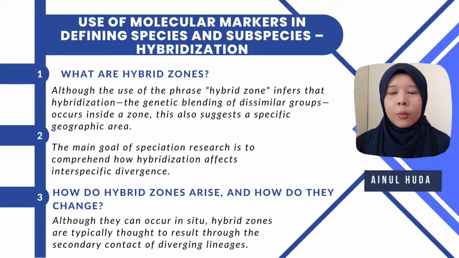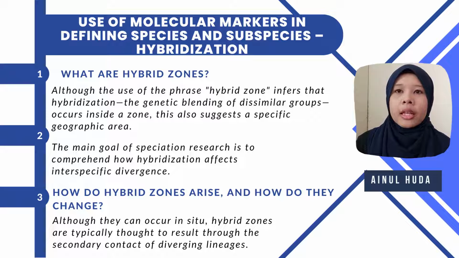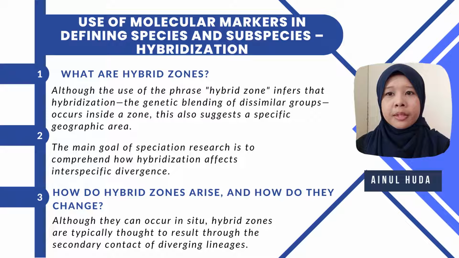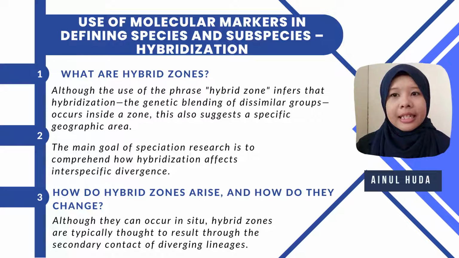Hybridization. What are hybrid zones? Although the use of the phrase hybrid zone infers that hybridization, the genetic blending of dissimilar groups, occurs inside a zone, this also suggests a specific geographic area. Thus, from a spatial perspective, a hybrid zone comprises a set of clines or gradients in trait values or allele frequencies. The main goal of speciation research is to comprehend how hybridization affects interspecific divergence.